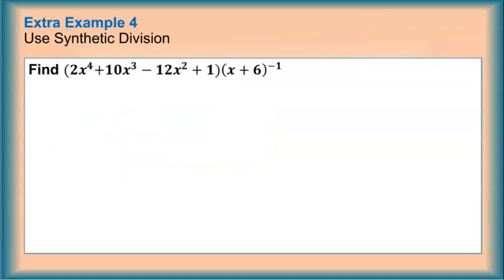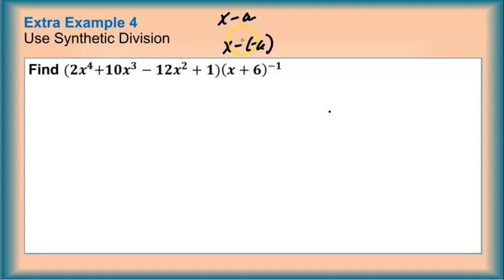Let's try another one. This one is the same way, but you'll notice this one's written with x plus 6 raised to the -1st power. That just means we are dividing by x plus 6. So again, you could write this as x minus a -6, because that's the same thing as x plus 6. And we just want to use the form of x minus a, because a is going to be the number that we are going to do the synthetic division with.